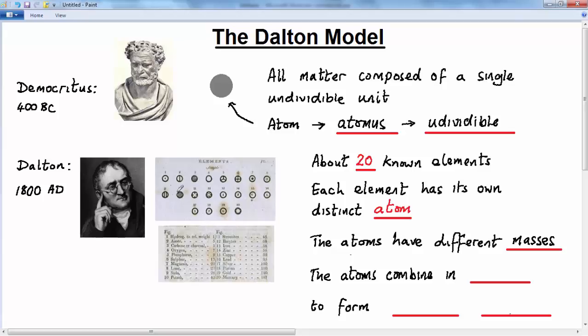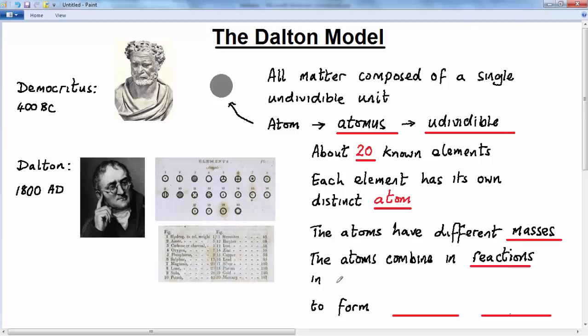And also he realized that the atoms combine in chemical reactions in fixed proportions. And when they did so, they formed molecules and compounds. So the idea of molecules and compounds were also introduced by Dalton.